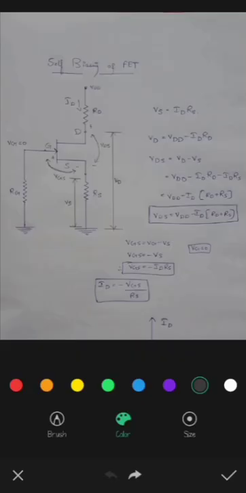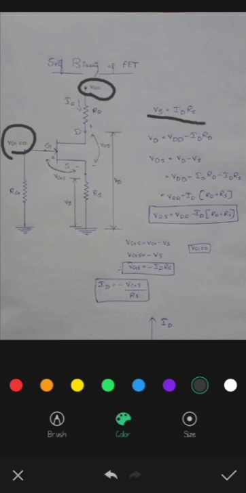Now let's see about the self biasing of FET. In this circuit, only one supply is used here, that is called as VDD. The gate terminal voltage is equal to 0. Therefore, the gate terminal and the source terminal is connected to ground here. Next, consider the voltage drop across the RS. Then, Vs is equal to ID into RS.